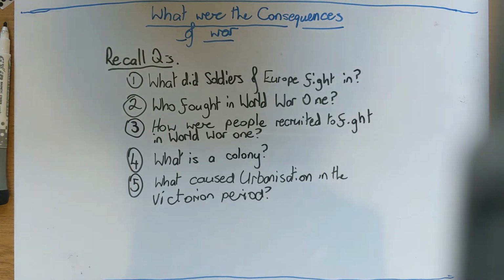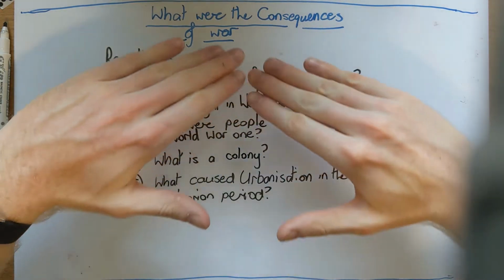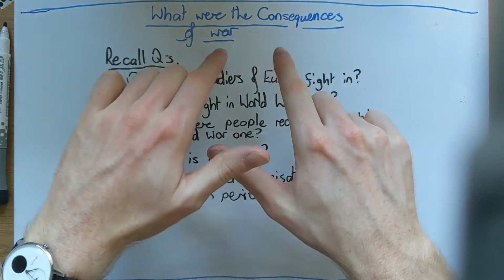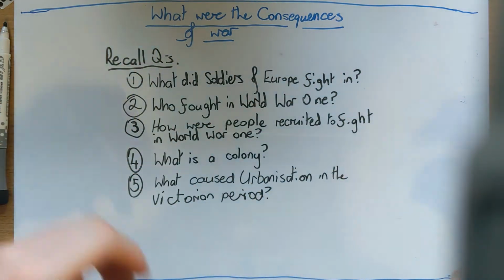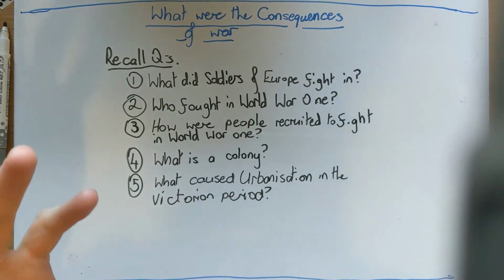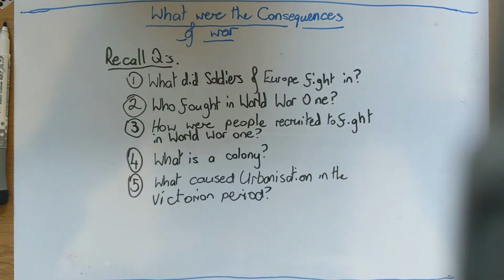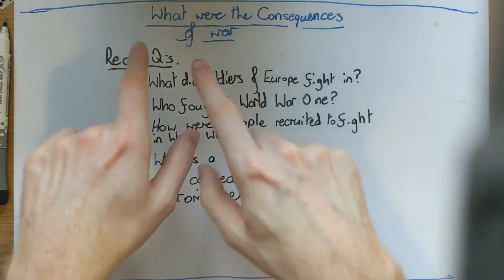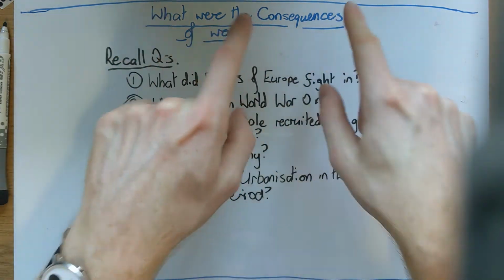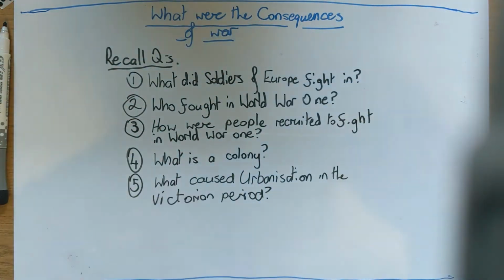Okay, so what we're going to do in today's lesson is we're going to be looking at what were the consequences of war, and in particular, which war? Yeah, World War One. Well done. So consequences, what consequences mean is what happens because of something else. So what were the consequences of war? What happened because of war? So what did the war cause to happen?